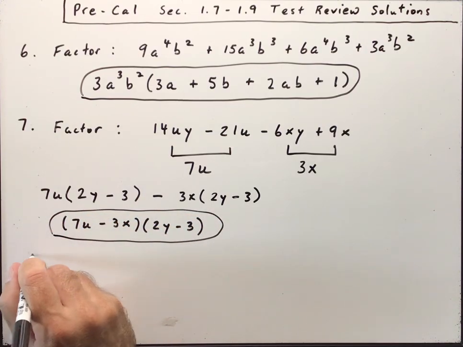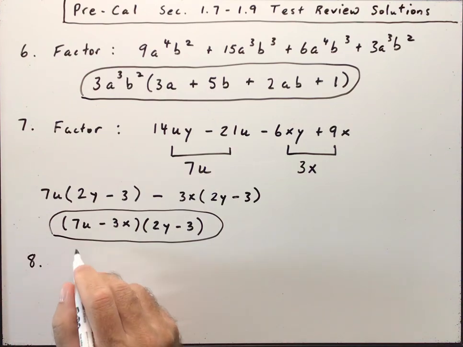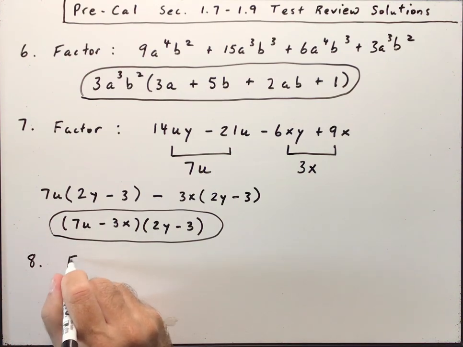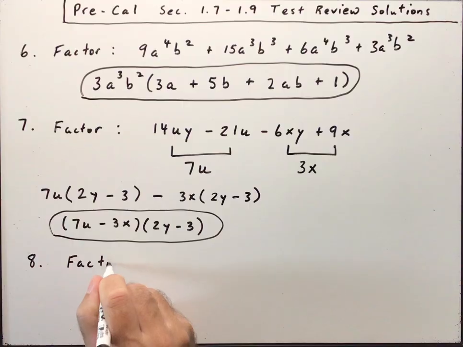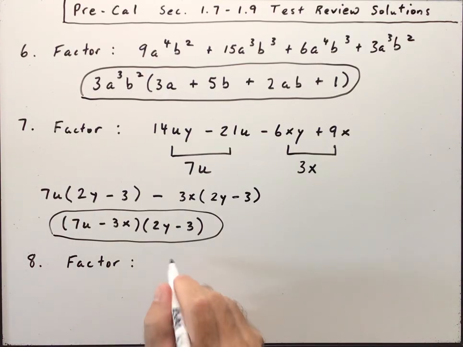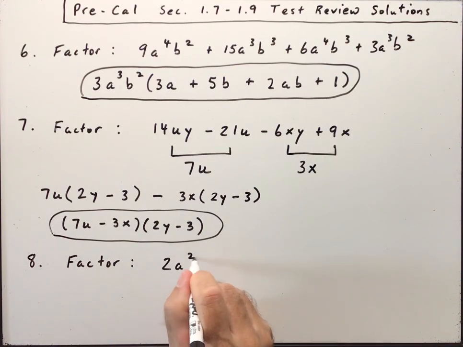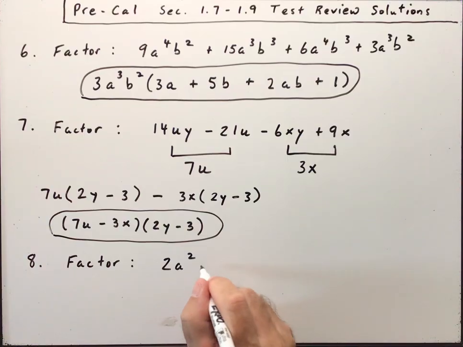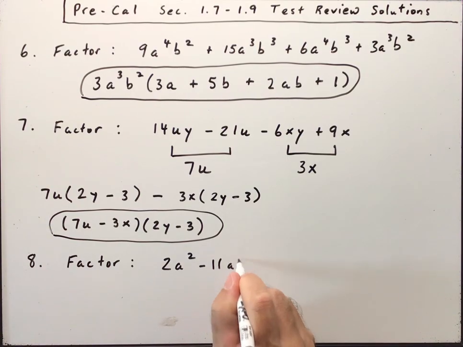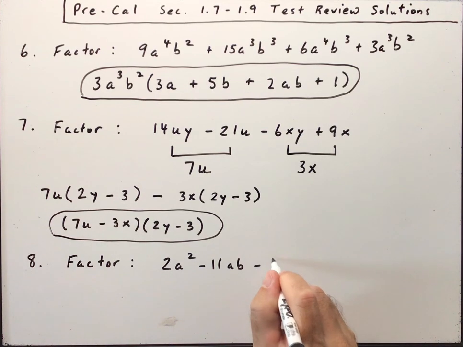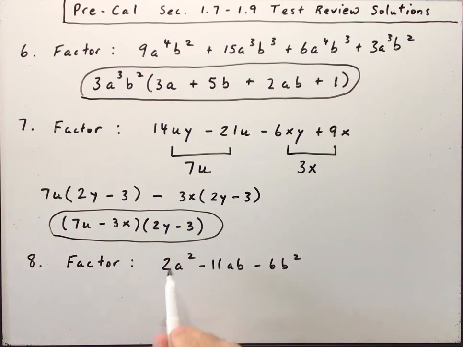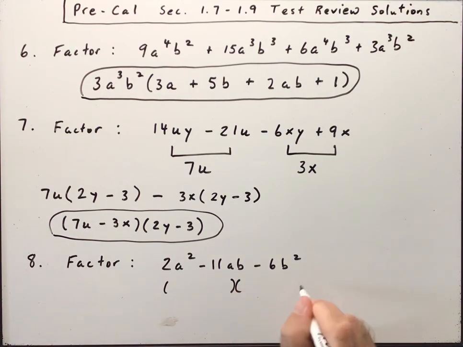All right, number 8. We just want to factor. This is just your garden variety trinomial, so we're going to have to do this by trial and error. So 2a squared minus 11ab minus 6b squared. There are not perfect squares on the ends, so it doesn't fit that factoring pattern. So we're just going to have to trial and error it, unless you want to use a different method you learned in Algebra 2.